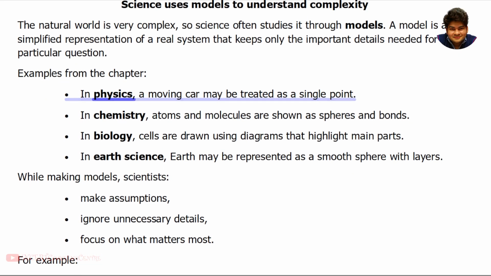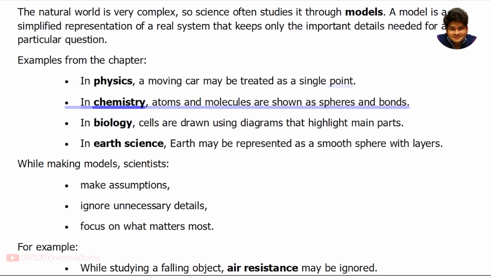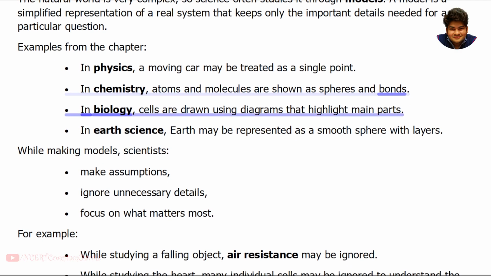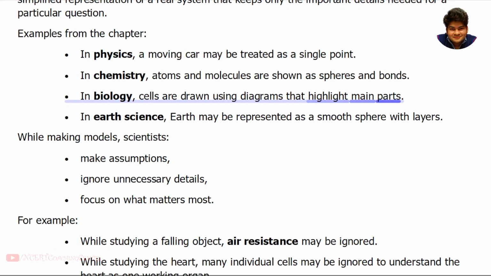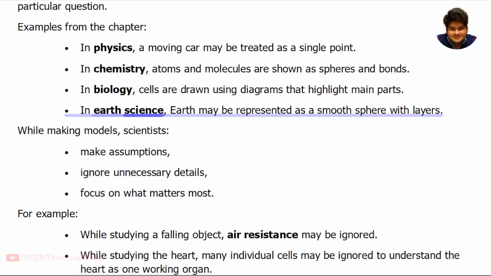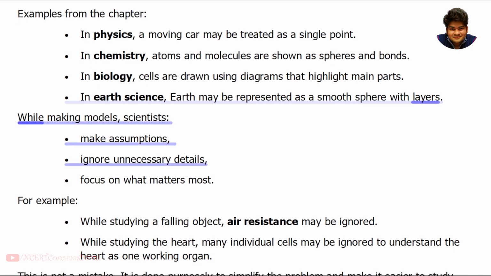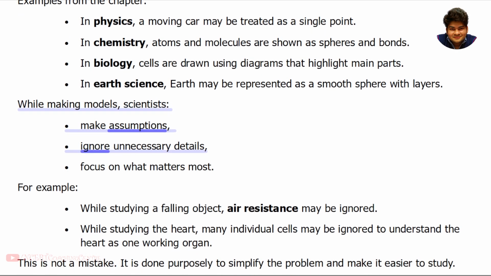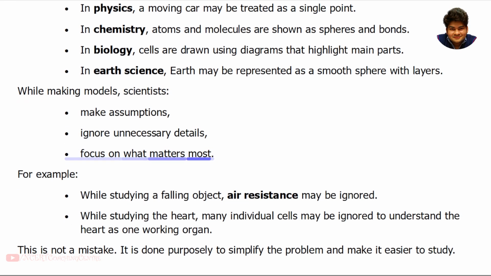In physics, a moving car may be treated as a single point. In chemistry, atoms and molecules are shown as spheres and bonds. In biology, cells are drawn using diagrams that highlight main parts. In earth science, Earth may be represented as a smooth sphere with layers. While making models, scientists make assumptions, ignore unnecessary details, and focus on what matters most.